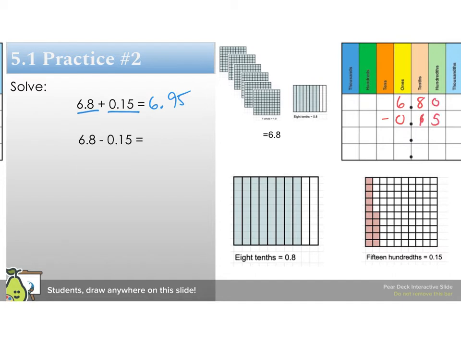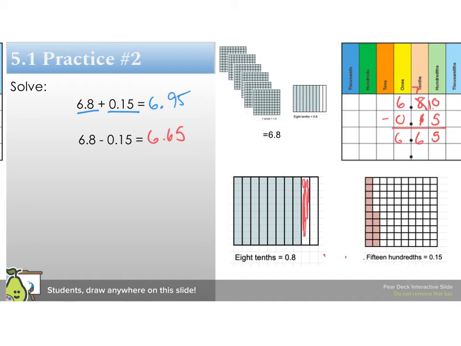If I subtract, then I can write 6.8, subtract 0.15. I'm going to add a 0 here. 0 subtract 5 I can't do, so I'm going to go, 8 becomes 7. 10 subtract 5 is 5. 7 subtract 1 is 6, and then 6 subtract 0. So this becomes 6.65.